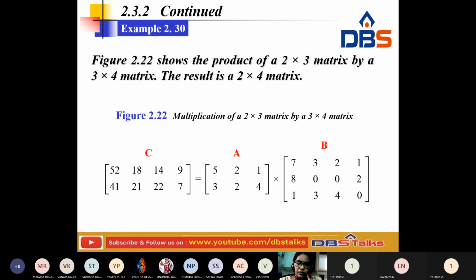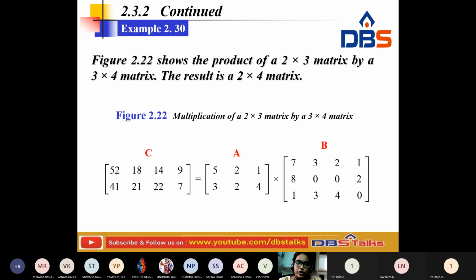Next, 3 into 7, you have to multiply this row with this column. Okay, 3 into 7 is 21, 21 plus 2 8s are 16. 21 plus 16 is 37, plus 4 into 1. 37 plus 4 how much? 41. Next 3 into 3 is 9, plus 2 into 0 is 0.